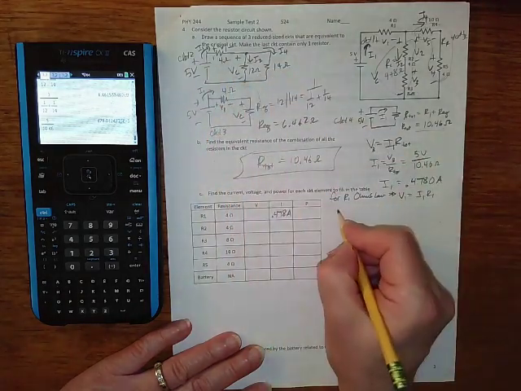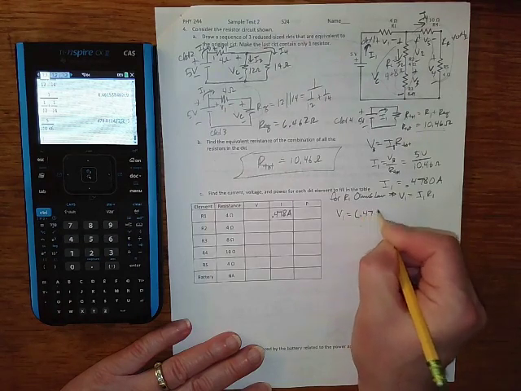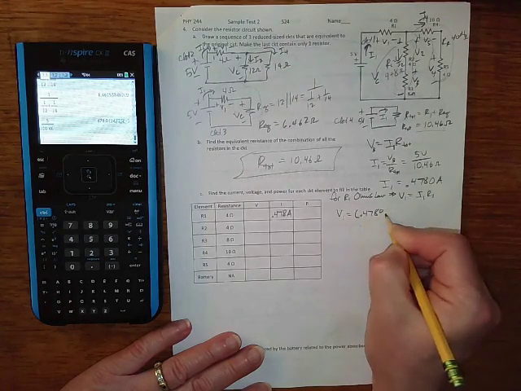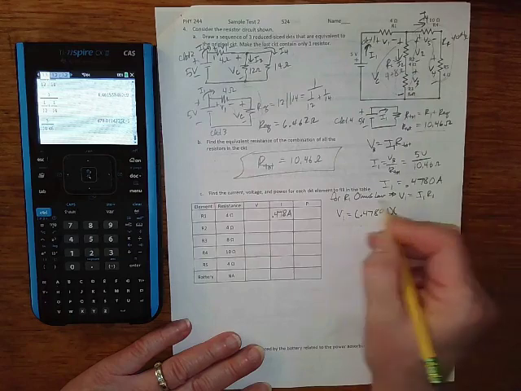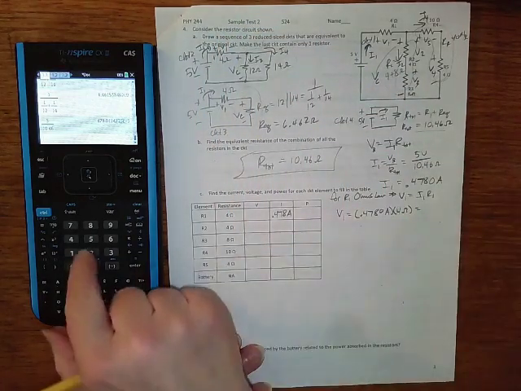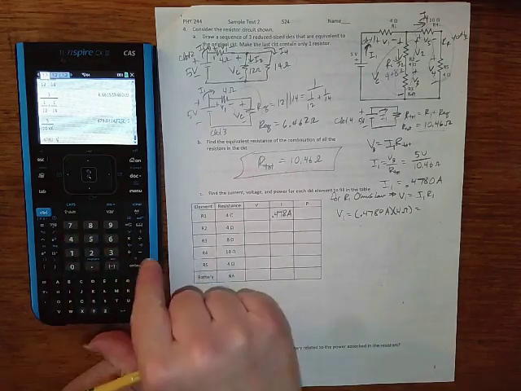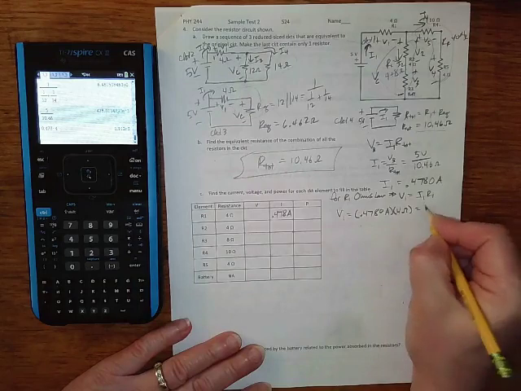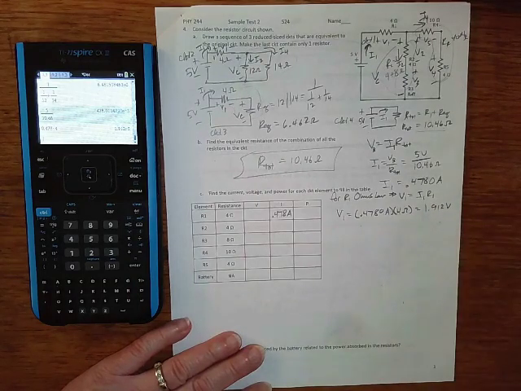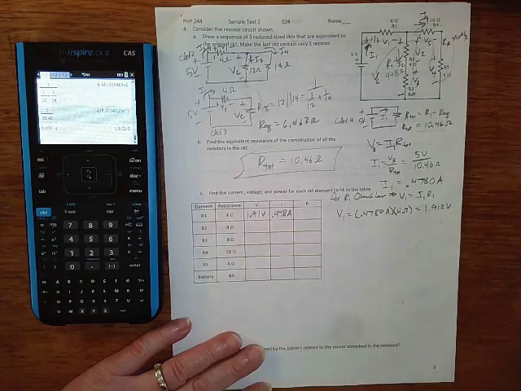So V1 equals I1, which we just got, 0.4780 amps, and then R1 is the 4 ohms. So we can get V1 is 0.4780 times 4, 1.912 volts. So V1 is 1.91 volts. So we're getting somewhere here.